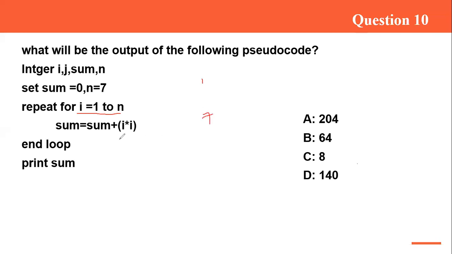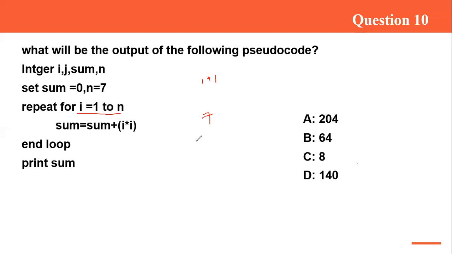And then calculating i into i. i into i means what? 1 into 1. We are adding it, plus 2 into 2, plus 3 into 3, plus 4 into 4, plus 5 into 5, something like that. We are adding the sum of the squares of the n natural numbers. Am I right, boys and girls? Sum of the squares of n natural numbers.